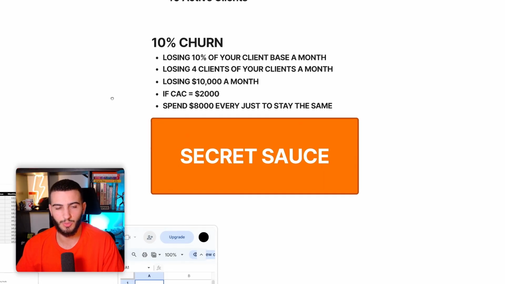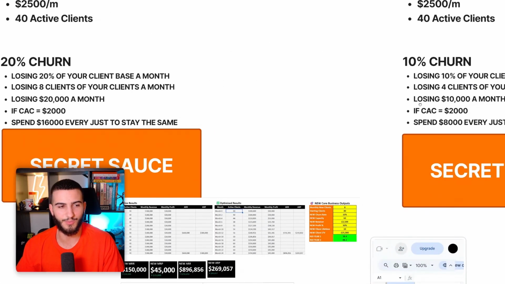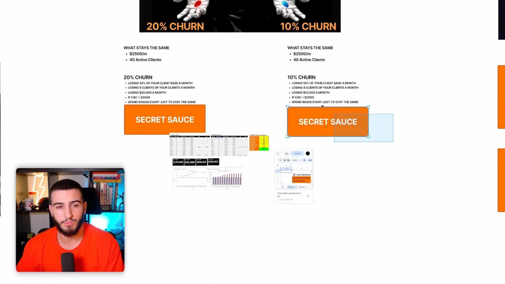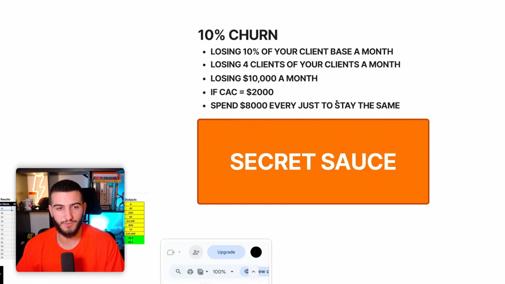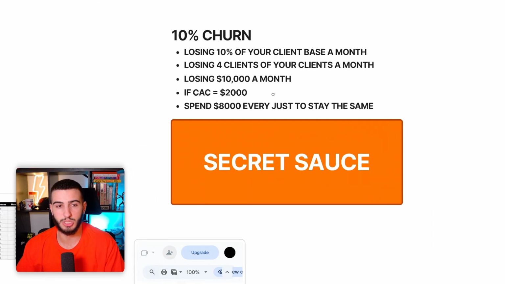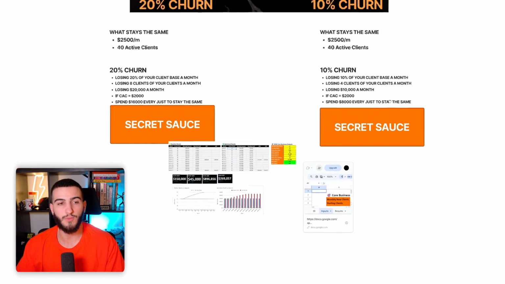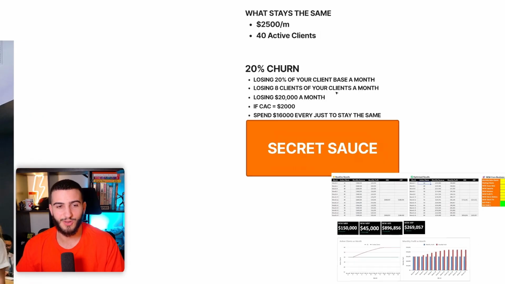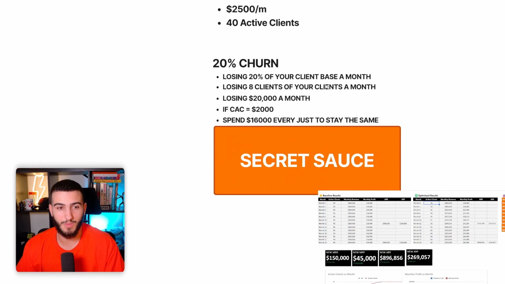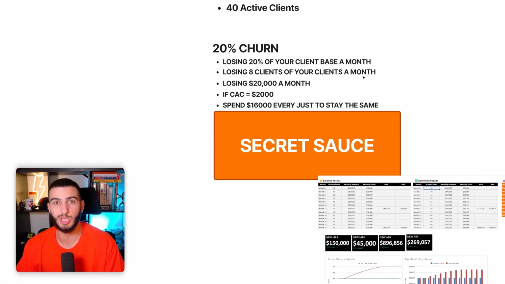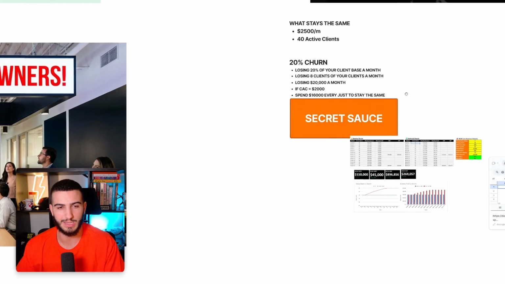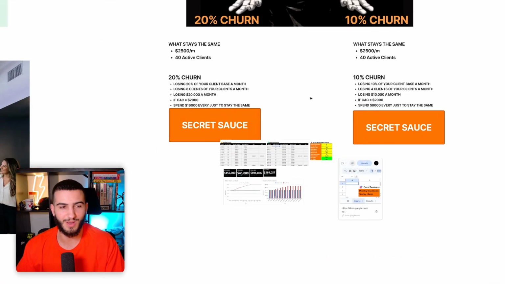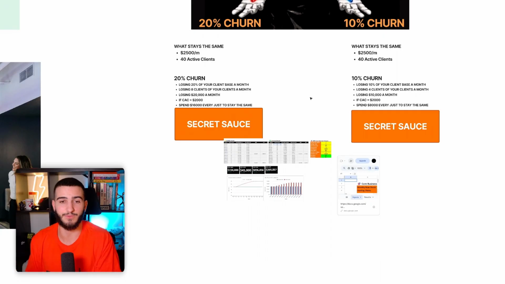Now, this is not great, but it's a lot better than the previous 20% churn example, because with a 10% churn rate, you're down 18K: 10K that you're losing in monthly recurring revenue and 8K you have to spend to actually replace those customers. However, with a 20% churn, you're down a lot more than that. You're losing 20K a month in monthly recurring revenue and you need to spend another 16K just to replace those clients. So in total, you're red for about 36K. And that's the difference. You're saving your agency 18 grand. That is no small feat, guys.